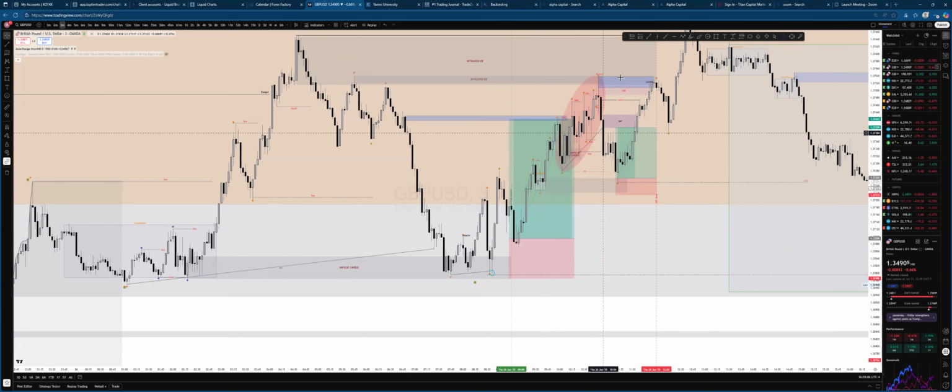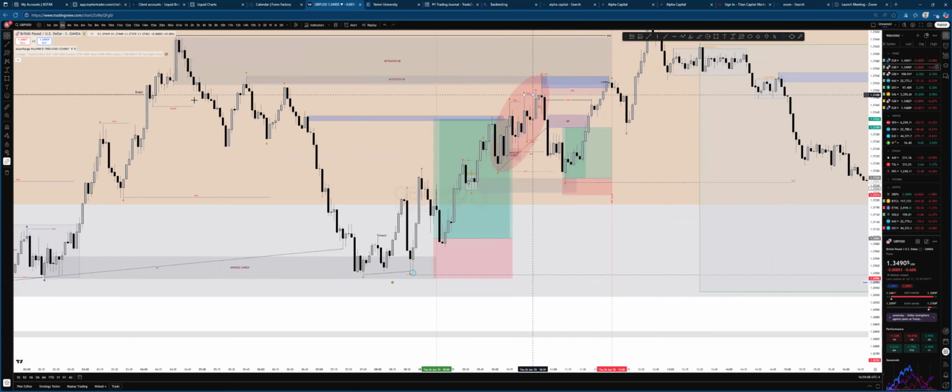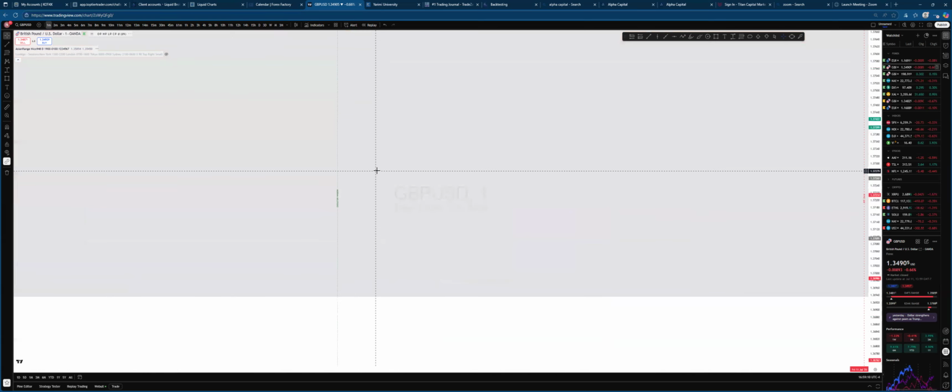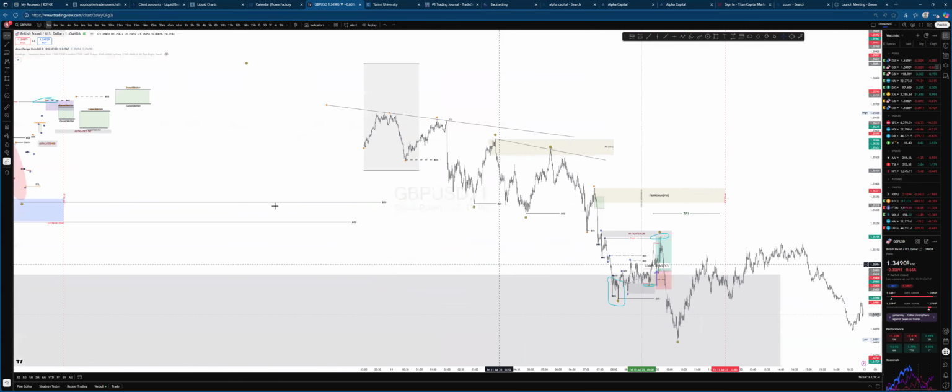We had a change of character, break of structure. And then from the top side, we had the same. Oh, that's why it's not on the 1 minute. I was wondering why the candles are so tight. Let's get back to that session.